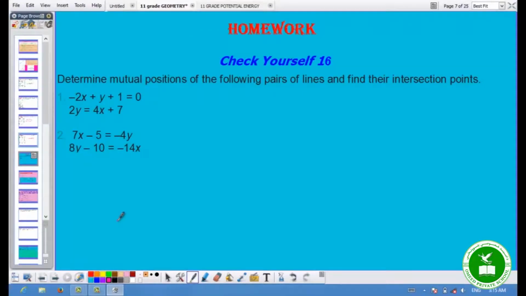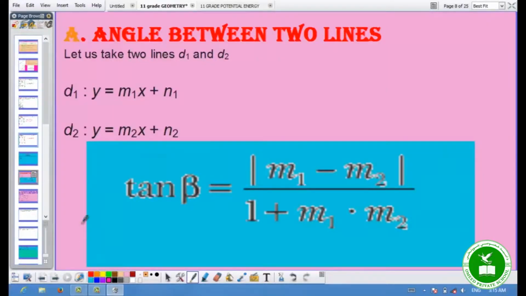This is your homework. Check yourself. Number 16 is your homework. Two questions are there. Okay, thank you so much. In the next session, we will talk about the angle between two lines.